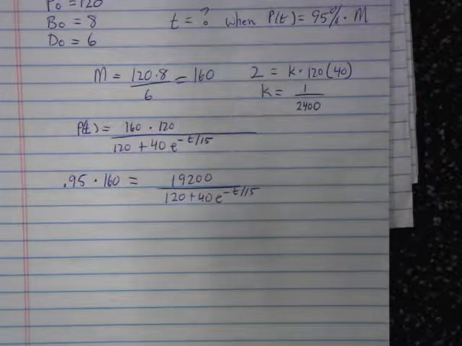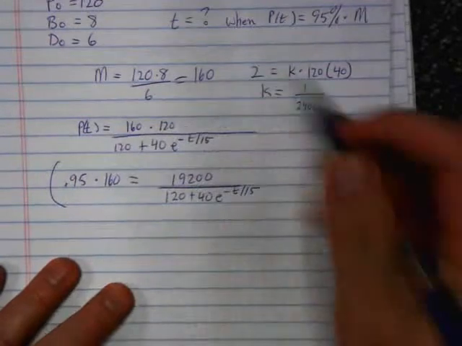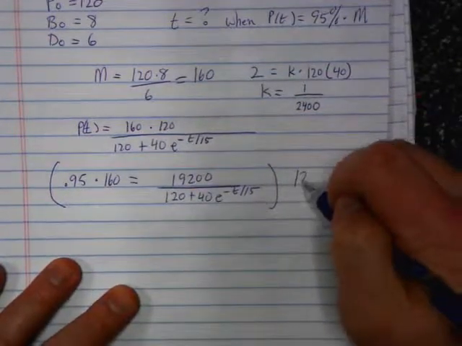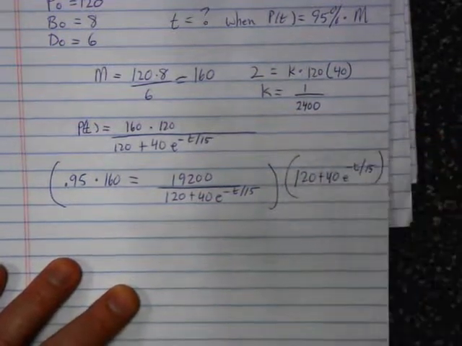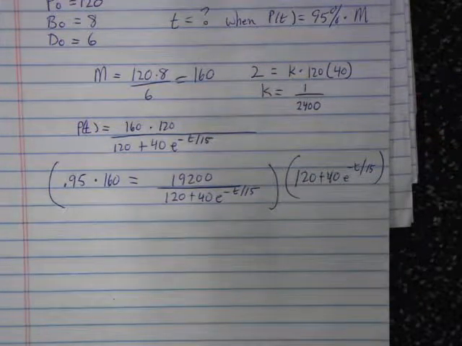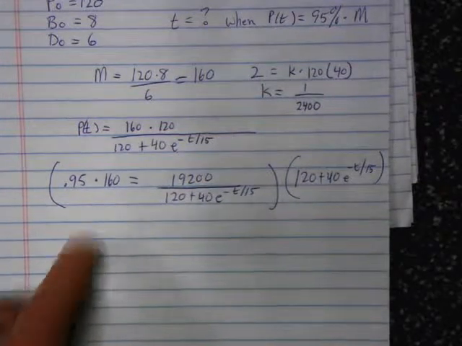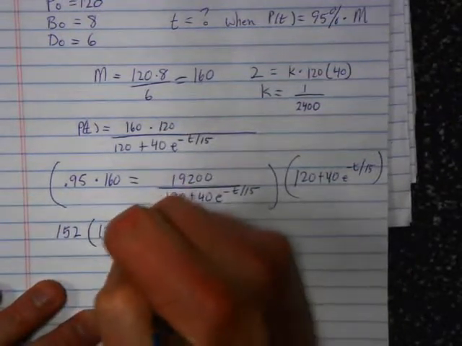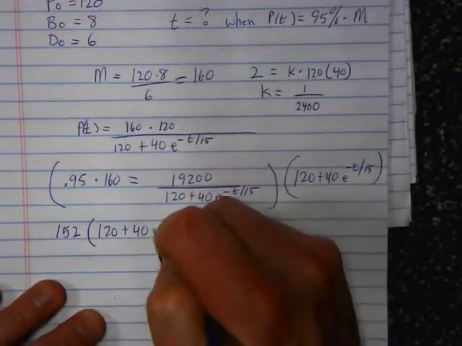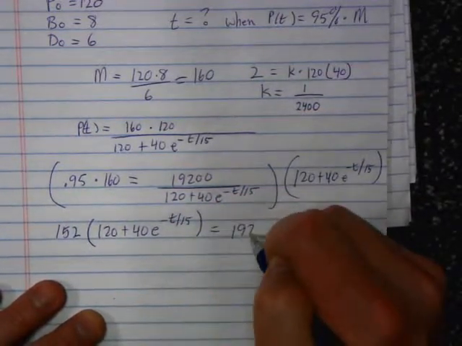Well, yeah. Actually what I'm going to do, algebra, that's right. I'm going to multiply by this whole denominator. I'll bring the whole denominator up. 0.95 times 160 was 152. So I have 152 times 120 plus 40 e to the minus t over 15 equals 19,200.